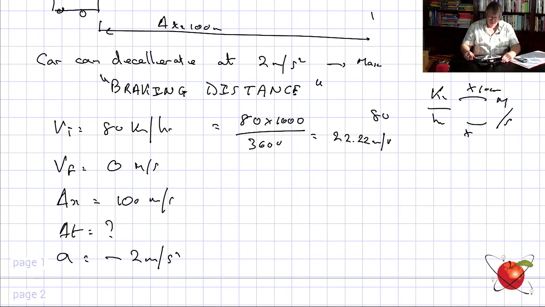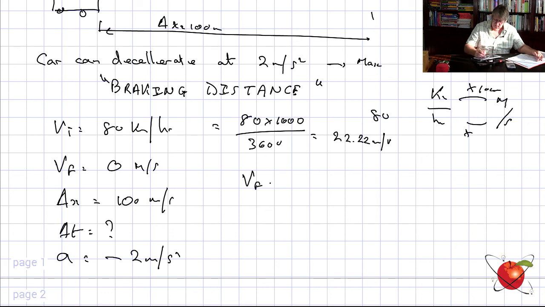Okay? All right. Well, let's have a look. What can we work out? Well, first of all, we are given VI, VF, and delta x, okay? So let's have a look. They've given us VI, VF, and delta x, all right? And they've given us A as well, all right? So let's say, well, what can we work out?